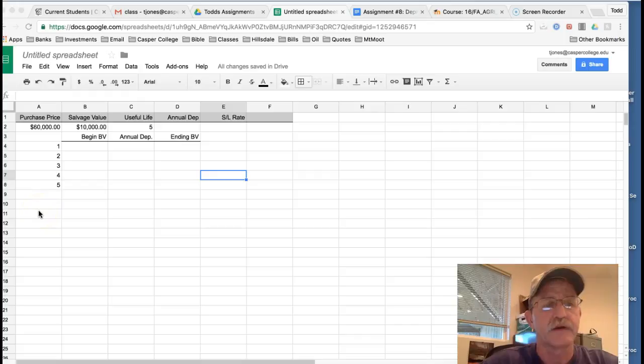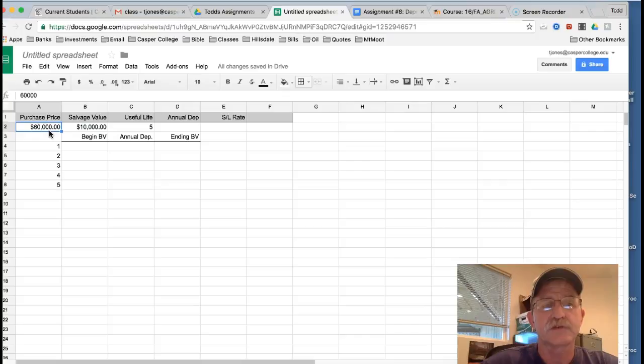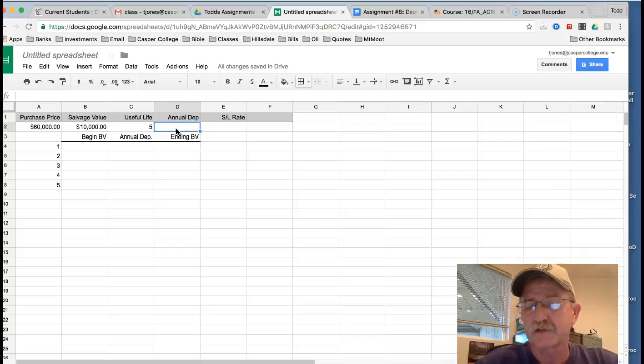We've got some inputs. We've got an asset that starts out and it's worth $60,000. It's got a salvage value of $10,000 and a useful life of 5 years. Okay, so in order to calculate on this spreadsheet, the straight line depreciation is an equal method. It means that we take the same amount of depreciation in each annual amount. We deplete that asset by the same amount annually.